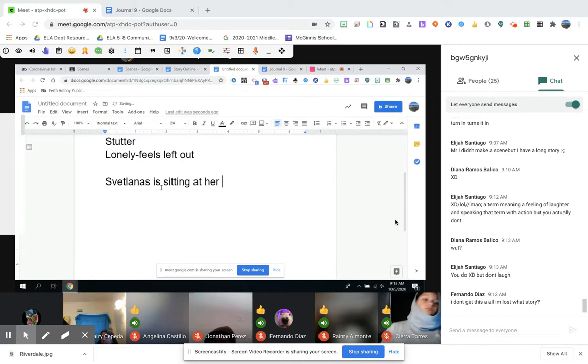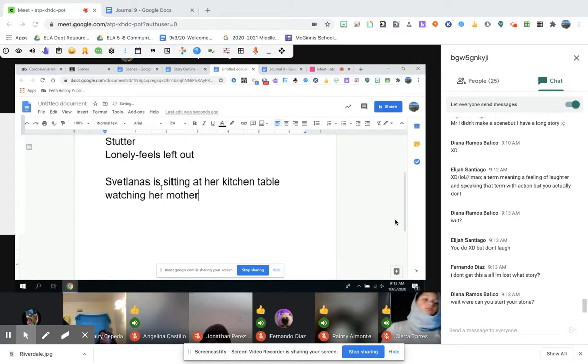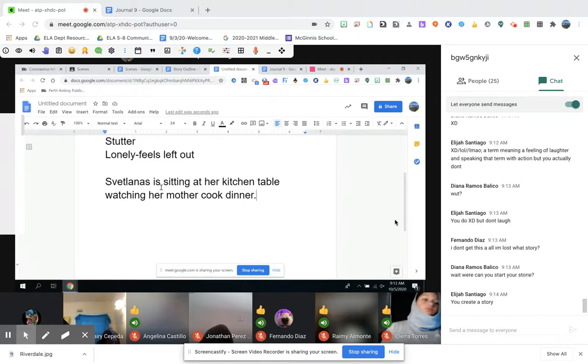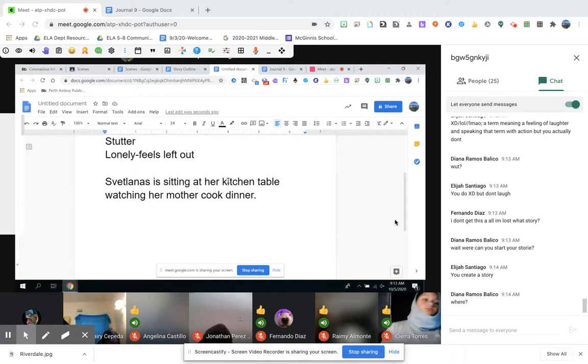At her kitchen table, watching her mother cook dinner. Okay? So this is just me beginning my story, taking her outside of that scene. So all I'm doing now, again, this is not the story that I'm going to write. This is me putting my character somewhere else, right? So she's not going to be in the story I write.